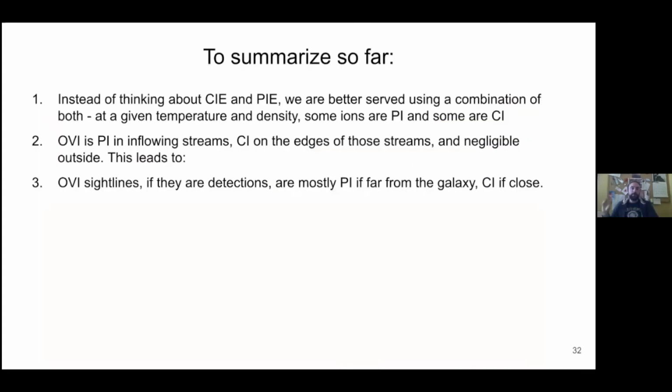So to summarize so far, instead of thinking about CIE and PIE, we should be better served using a combination of both, because at a given temperature and density, some ions are going to be PI and some are going to be CI. And oxygen 6, focusing on that, is PI in inflowing streams, CI on their edges, and negligible outside. So oxygen 6 sightlines, if they're detections, are going to be mostly PI if they're far from the galaxy, and CI if they're close.